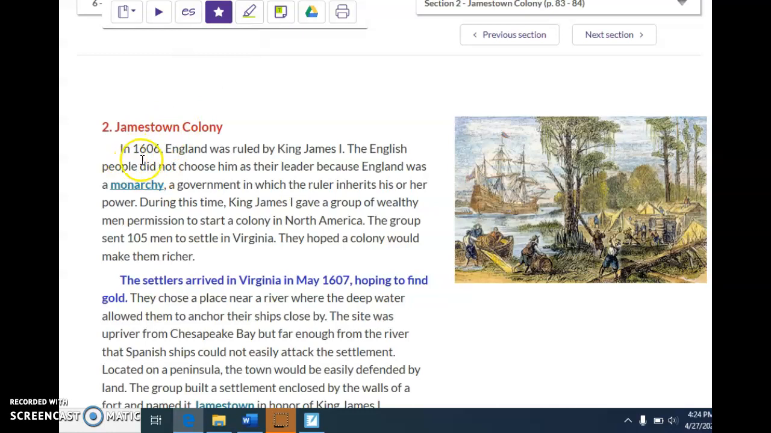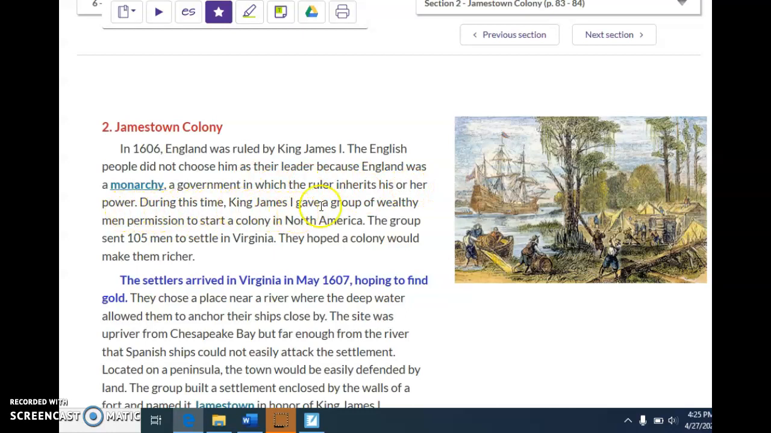Okay. In 1606, England was ruled by King James I. So remember, this is about 20 years after the failure of the colony of Roanoke. Queen Elizabeth I was the queen then, and they were at war with Spain. They defeated Spain, and now her distant relative King James I has become king. The English people did not choose him as their leader because England was a monarchy, a government in which the ruler inherits his or her own power.